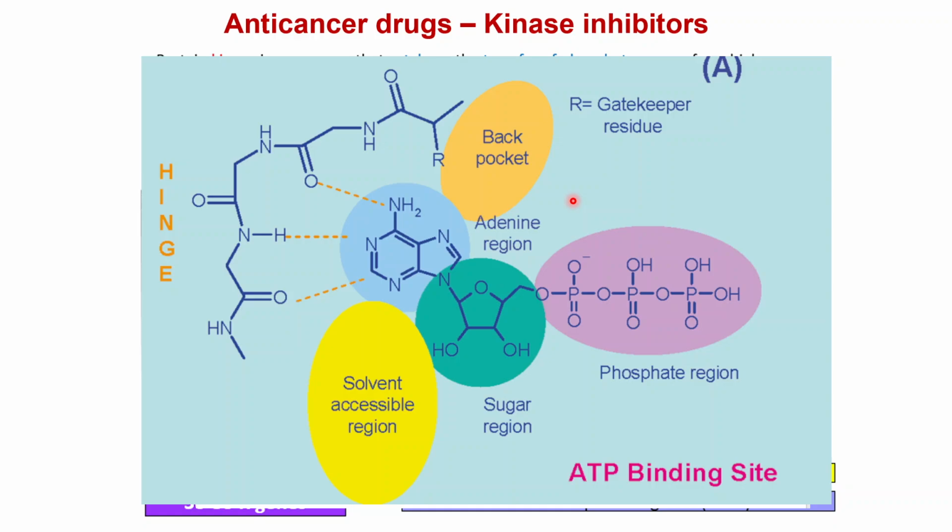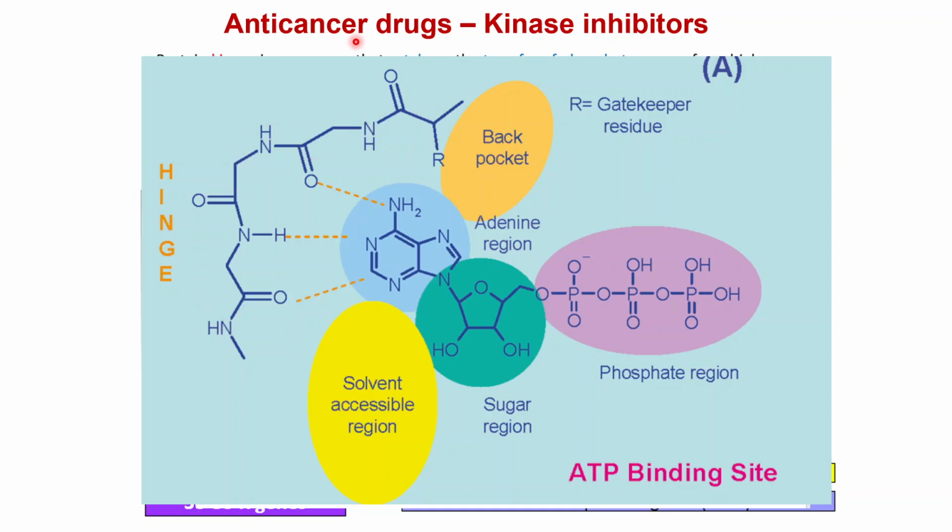But the mainly important one is the competitive inhibitor, or the reversible inhibitor, which binds in the place of the substrate itself. For the kinase enzyme, the substrate is ATP. So the ATP binding pocket is very important, and whenever a kinase inhibitor is designed, we have to look at the ATP binding pocket, which is near the hinge region.